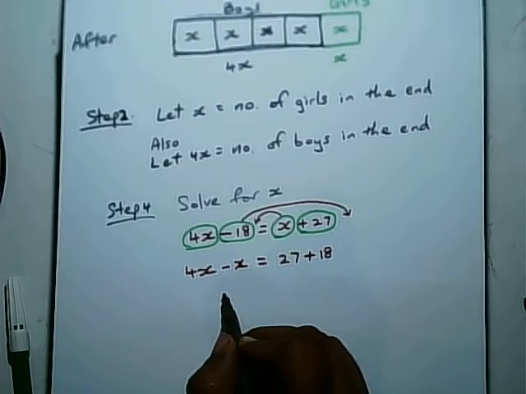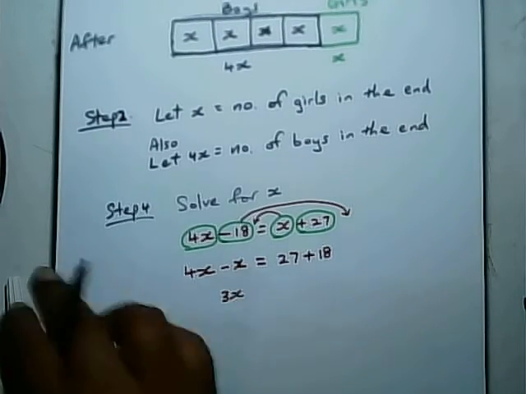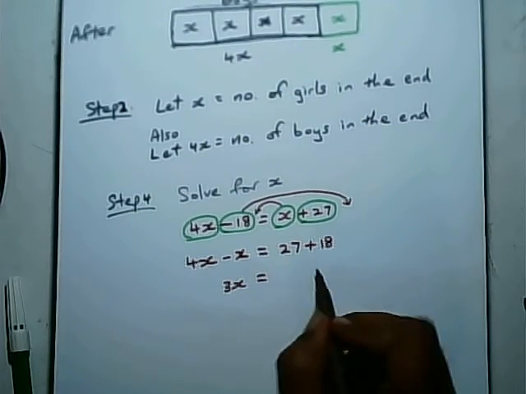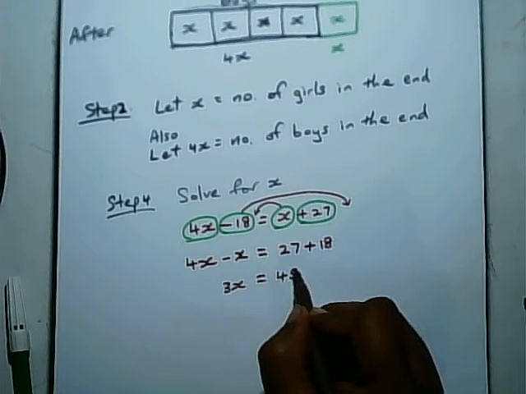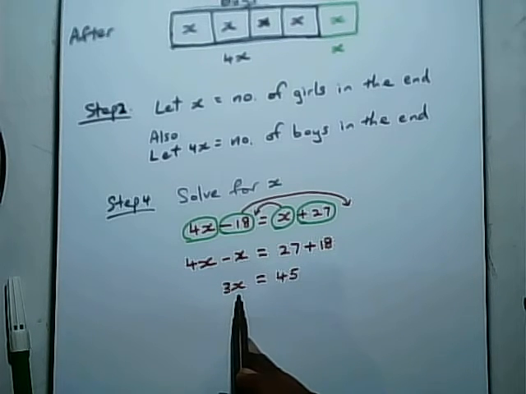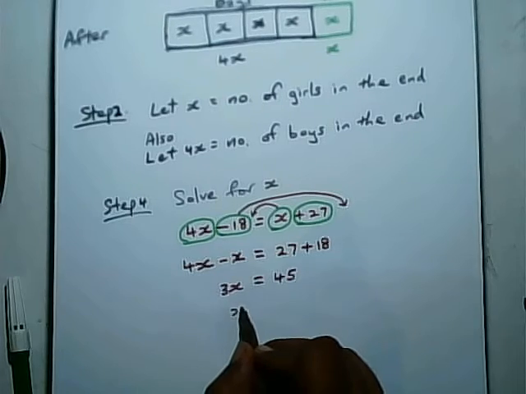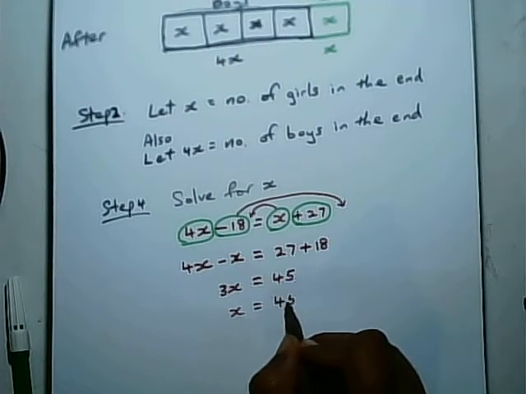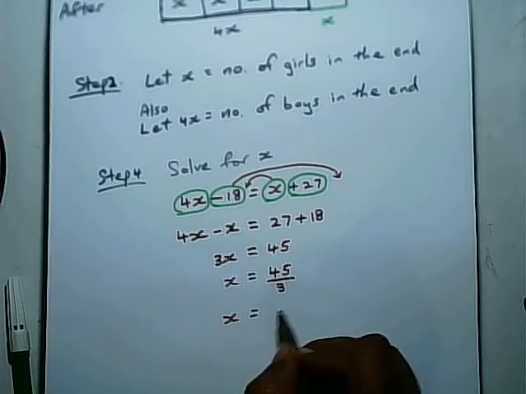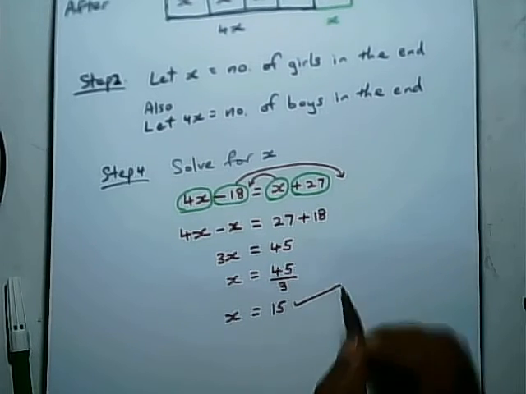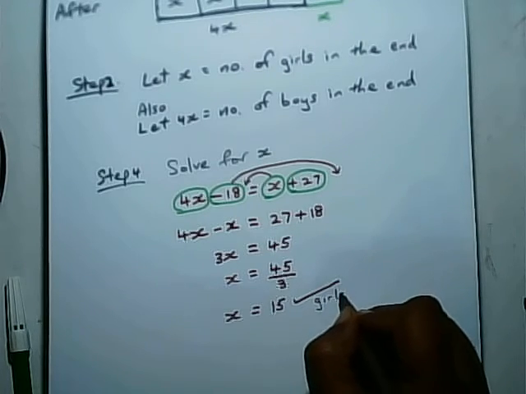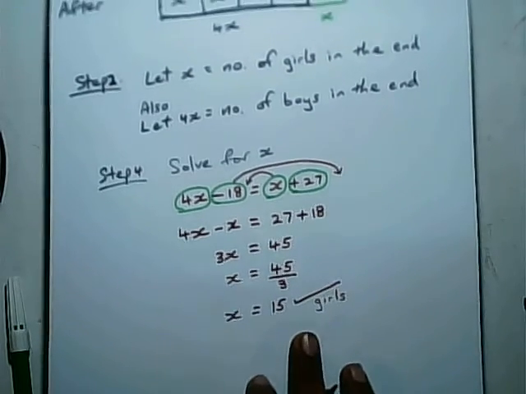4X take away X gives you 3X. So I'm not writing the answer across the page, I'm coming down with the answer. And 27 plus 18 gives you 45. Now 3 times what number will give you 45? 3 times 15 will give you 45. Another way to show it is X is equal to 45 divided by 3. And so that's how you get X is equal to 15. That's the original amount. 15 girls. In the end, I should say 15 girls at the end of our story.